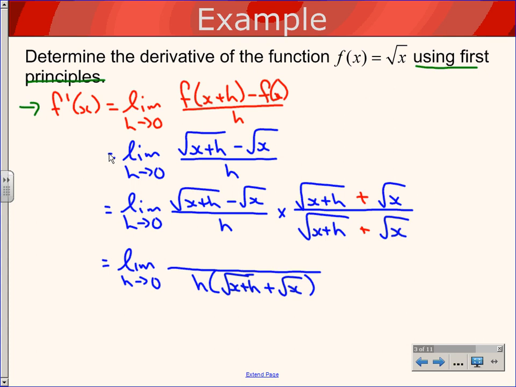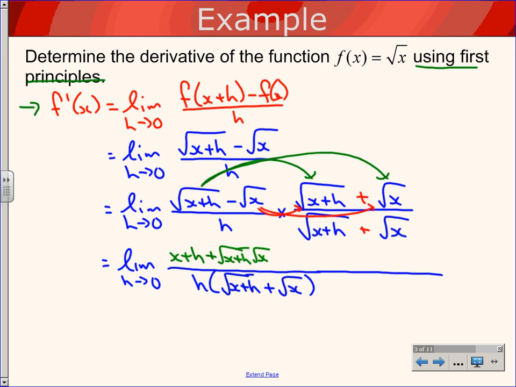Okay, I'll put some arrows in. I hope this doesn't get too messy. Everything in the first by everything in the second. So root x plus h times root x plus h is just x plus h. And then root x plus h times root x just looks like that. And we'll do the next one. It looks like my fraction isn't going to be big enough. There we go. Minus root x times root x plus h.